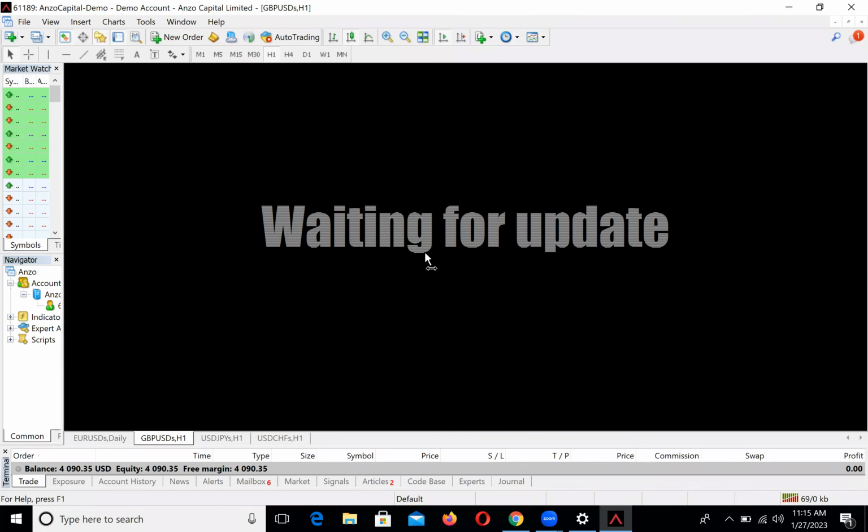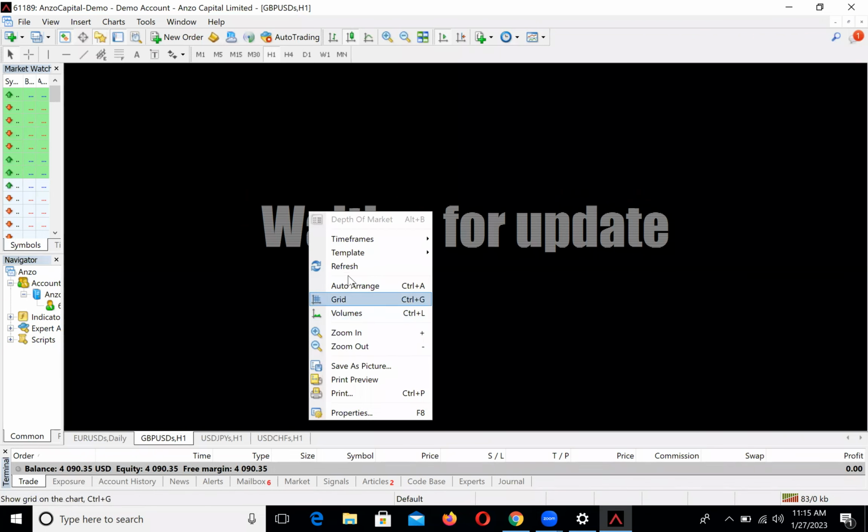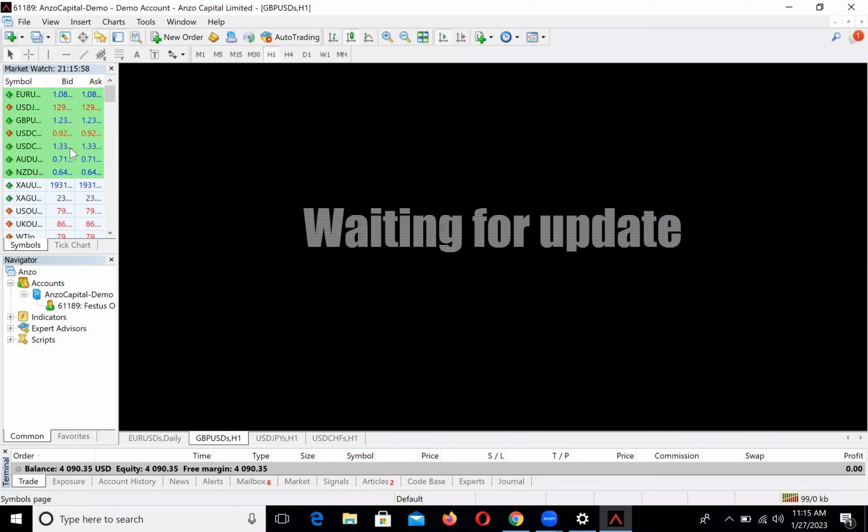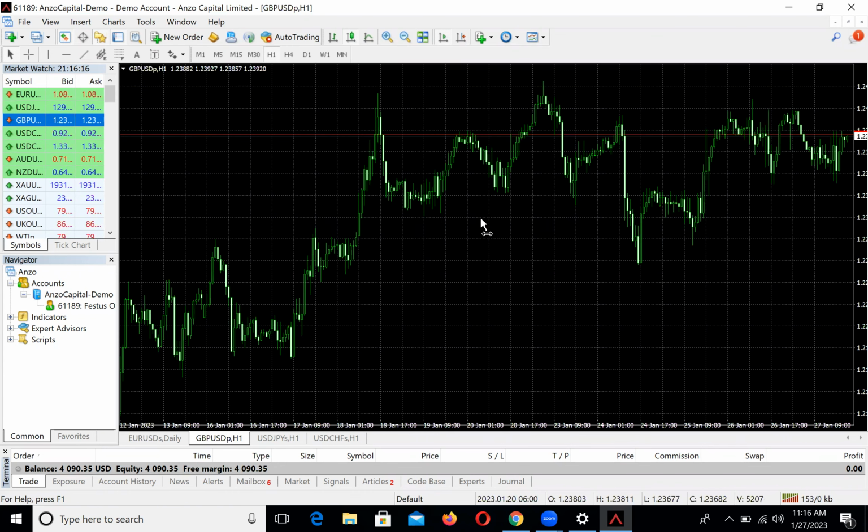All right. So let me just wait for this to open up. But with time, you get to understand the platform, how it works, and all that. So just for you to play around with it. Come on. All right. So this is the chart. GBP USD. All right.